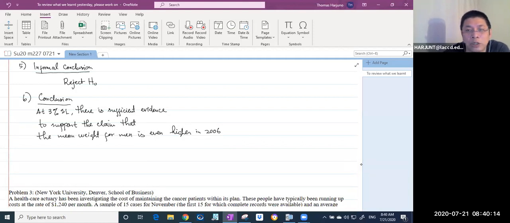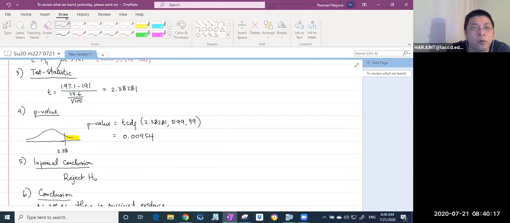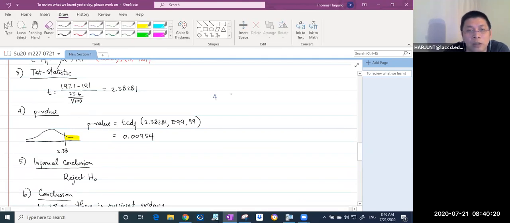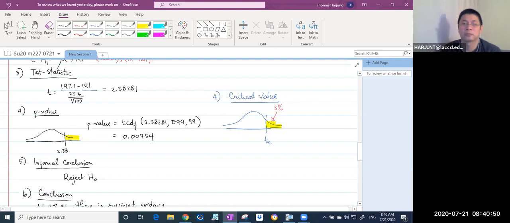That's for the conclusion. Now, how about if we go back to step 4 and show the traditional method? In the traditional method, we will use the critical value. Because there's only one tail, there will be only one critical value. We want to find what is the critical t such that the area to the right is 3%, which means the area to the left is 97%.